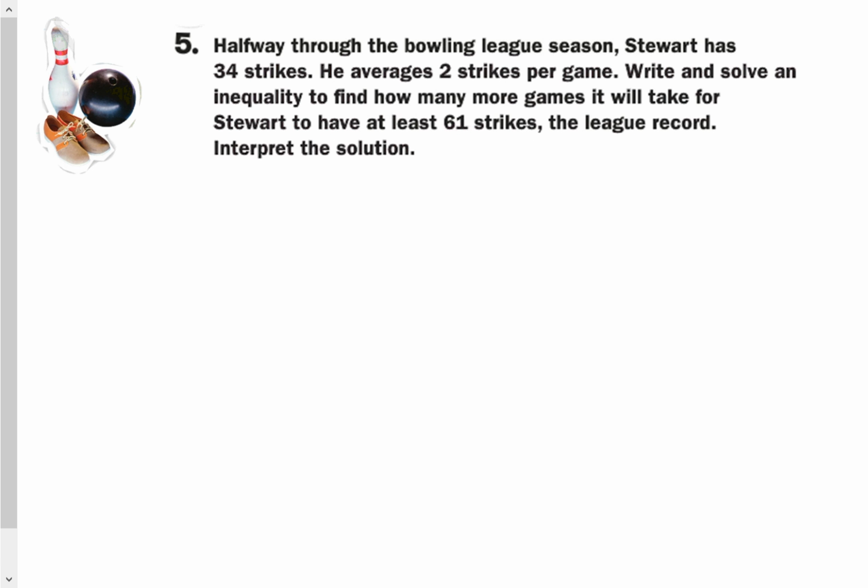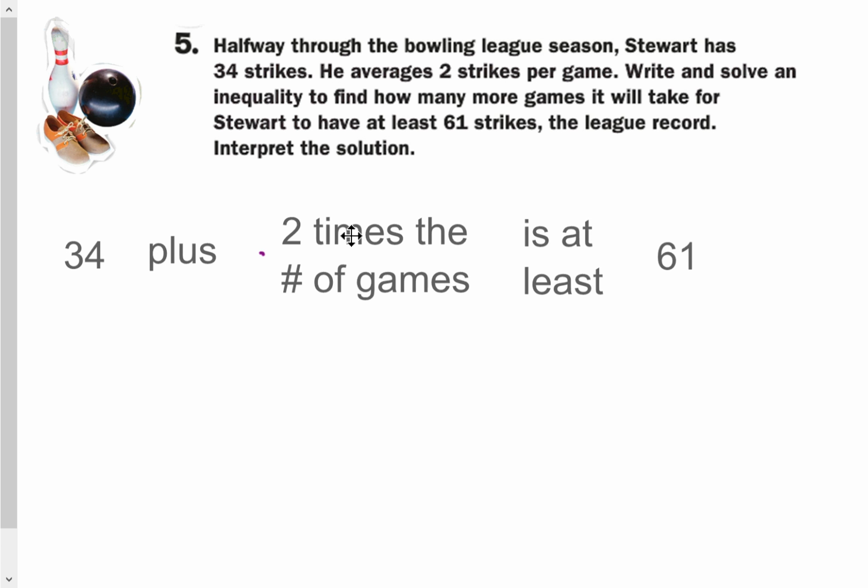So interpret the solution. This is one of those 3-part problems, again, where you're going to have to write the inequality, solve the inequality, and then tell me what the answer actually means. So here, we have 34 plus 2 times the number of games, because it's 2 strikes per game, is at least 61. Okay, so we're going to have to convert all these words into math symbols.